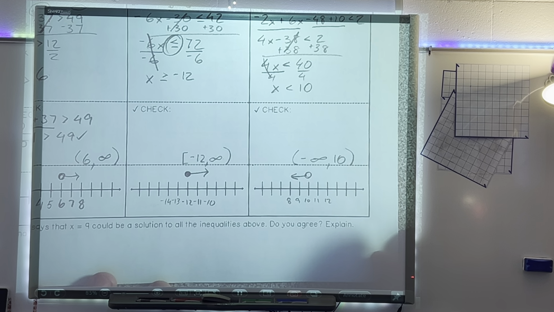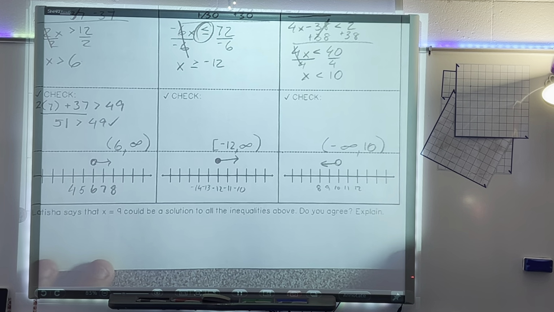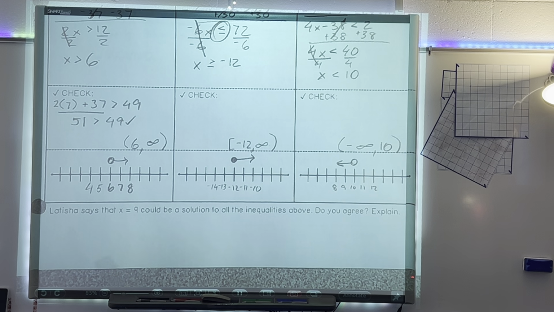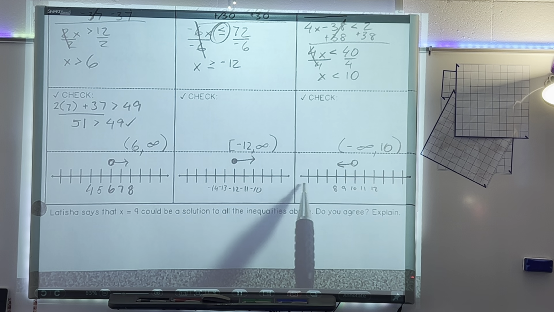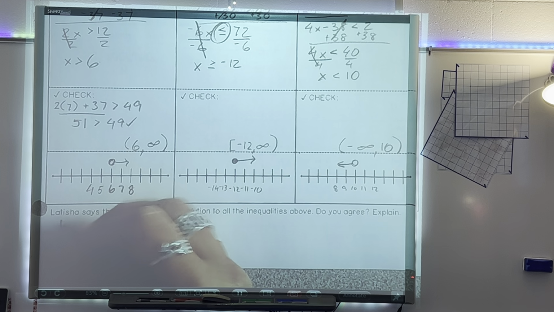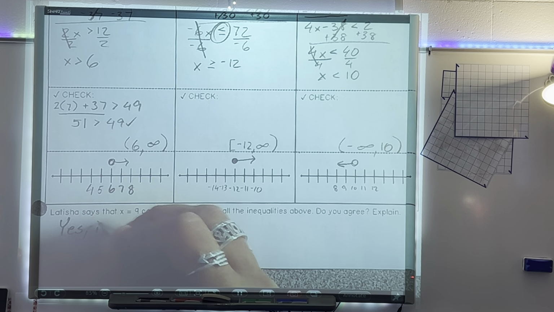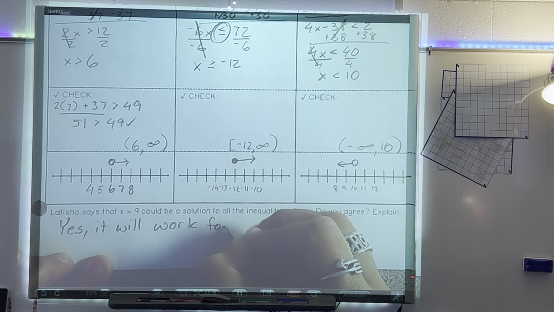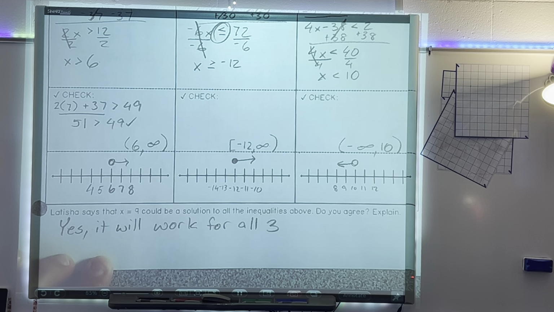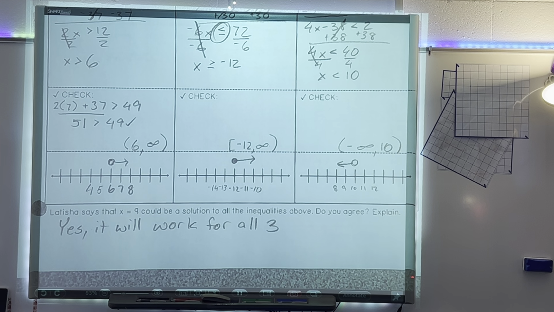Alright, y'all okay there? Alright, this last question down here, it says, Letitia says that 9 could be a solution to all the inequalities above. Do you agree or do you disagree? Would 9 work here? How about here? How about here? Yes. Oh, yeah, it works. Okay, so yes, it will work for all three. Everybody okay there?